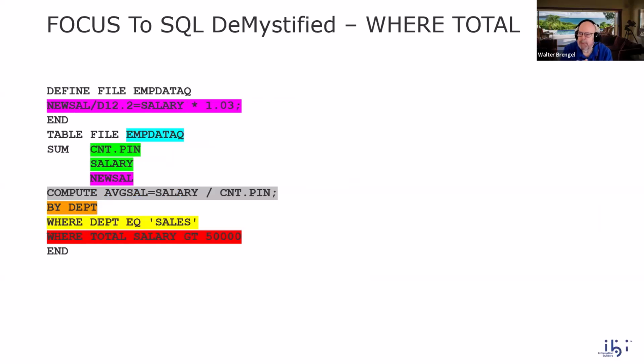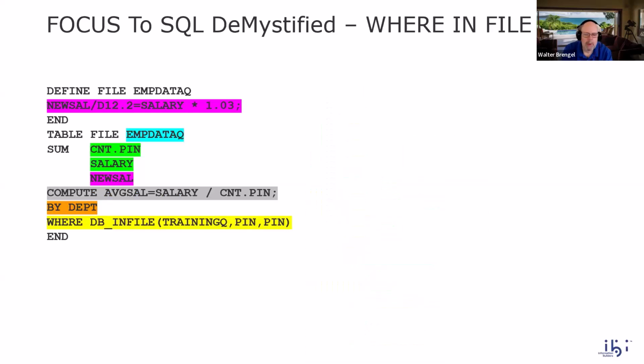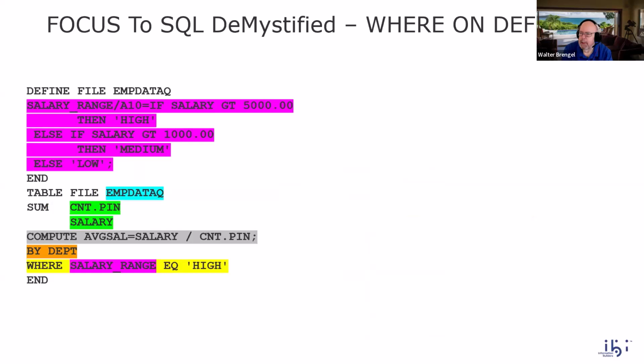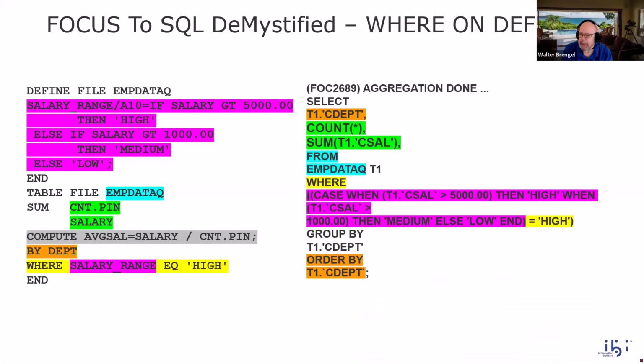So this is interesting. We already did where total. Where in file. All right, so this is where I forgot to delete some slides. So where on define is what this where salary range equals high. And we get that.